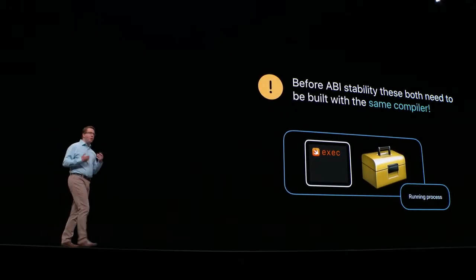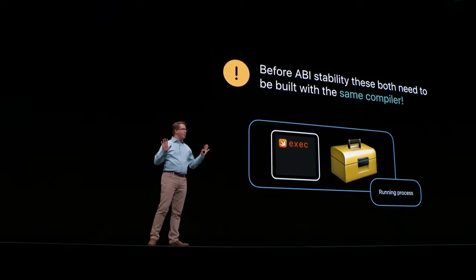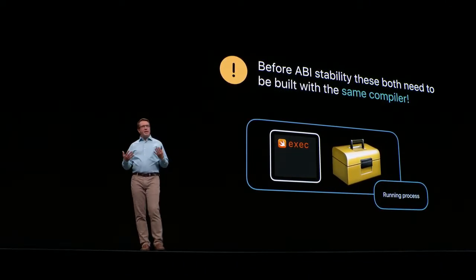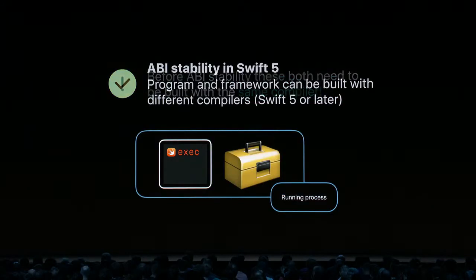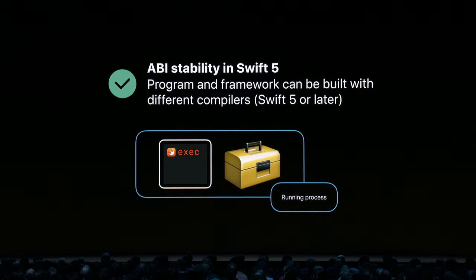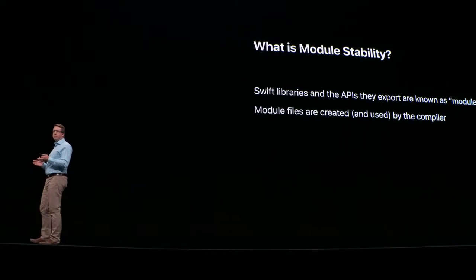Before ABI stability, the only guarantee we had is that these would have a compatible ABI if they were built with the same compiler. And this was the case because we were really evolving the core fundamentals of Swift, making sure all the building blocks that we wanted to have in place to build upon in the future were in the right place. Well, in Swift 5, we have crystallized those details, and Swift now has ABI stability, meaning these two components no longer need to be built with the same compiler, as long as they're built with the Swift 5 compiler or later.